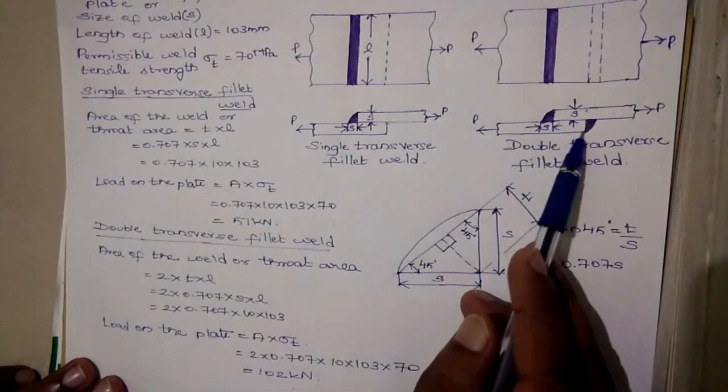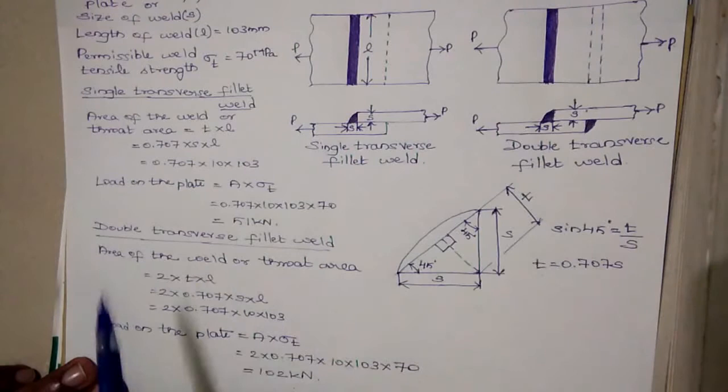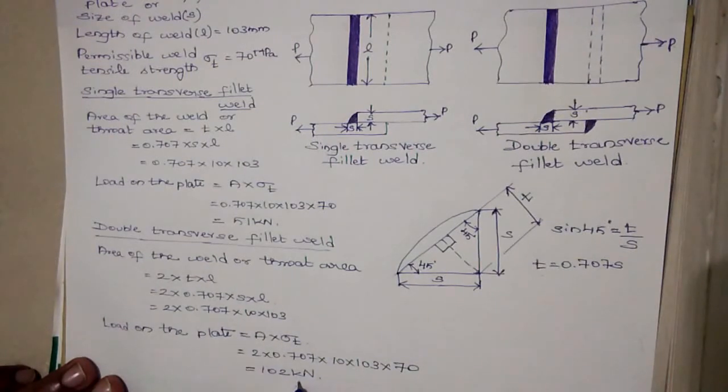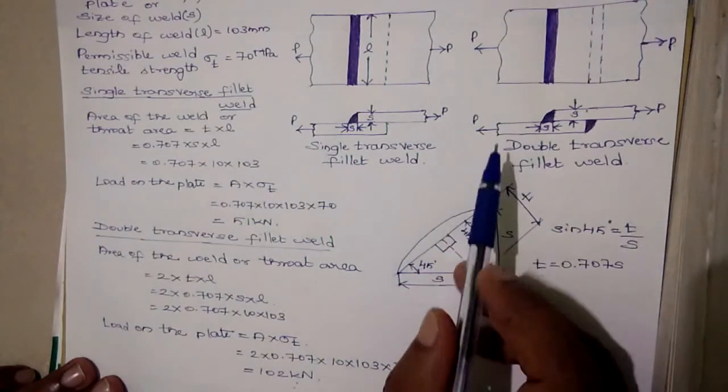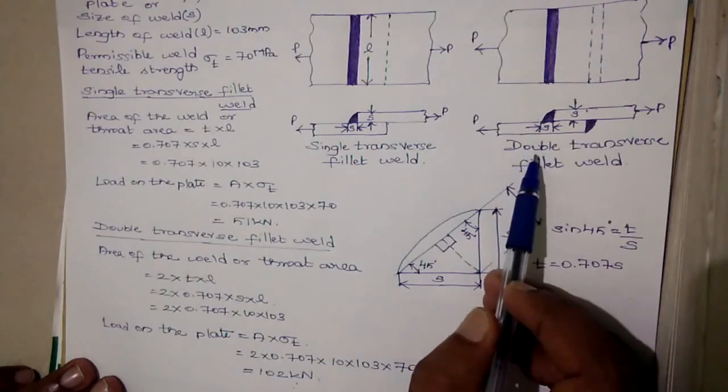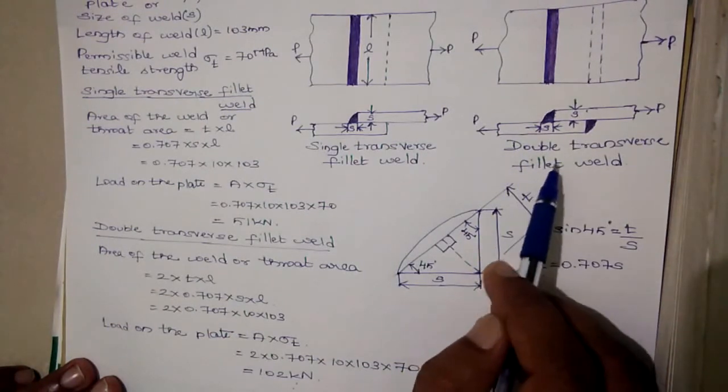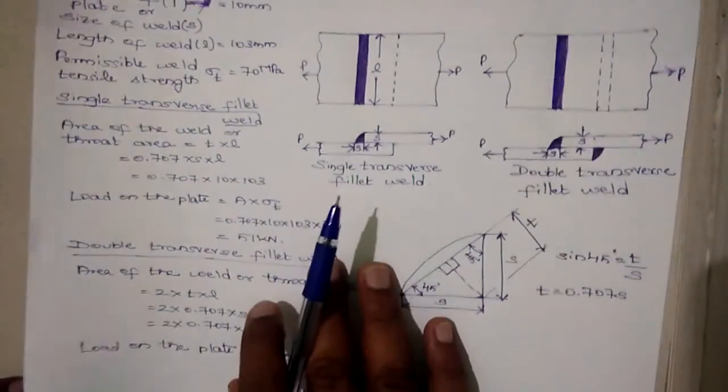Since 2 fillet welds are made, for any load beyond 102 kilonewton, the weld will fail in tension in a double transverse fillet weld.